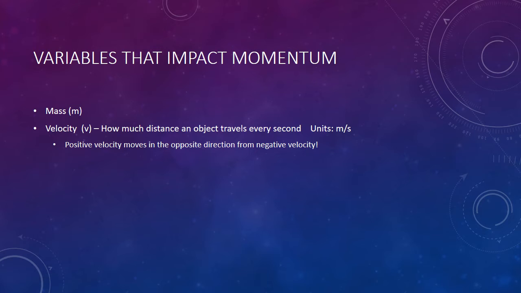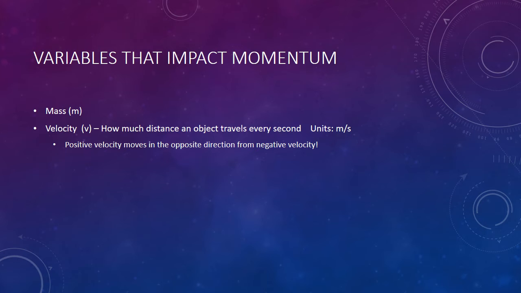In your notes, you should write velocity down as a new variable. The symbol that we use to represent velocity is a lowercase v, and the definition is how much distance an object travels every second. The units of velocity are meters per second, so it's meters every second, or meters divided by seconds. One note about velocity: you can have positive or negative velocity.